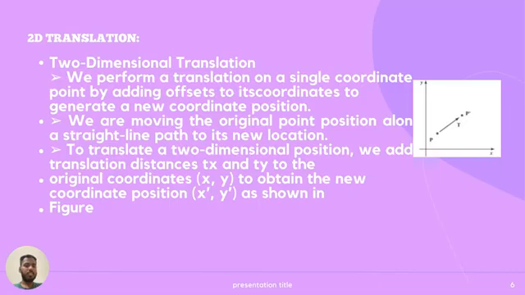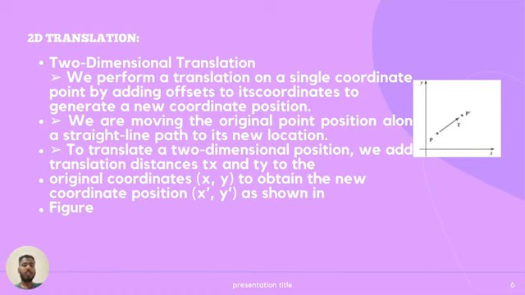2D translation. In 2D translation, we perform translation on a single coordinate point by adding an offset to its coordinates, which generates a new coordinate position. We are moving the original point along a straight line to its new location. The translation changes its position.